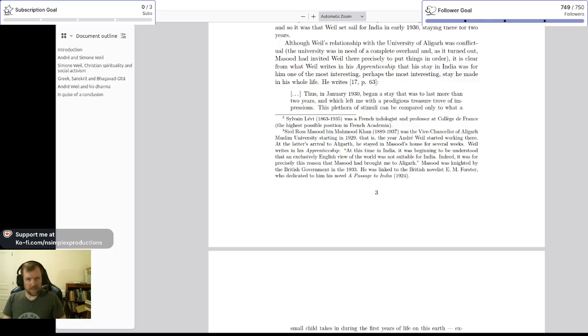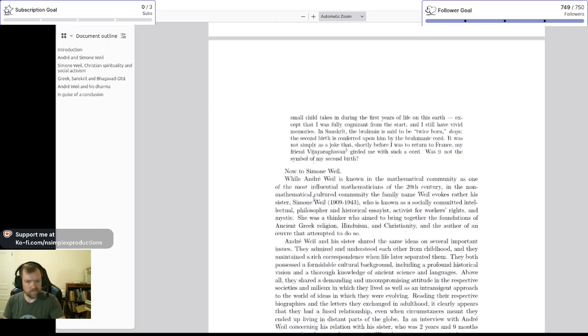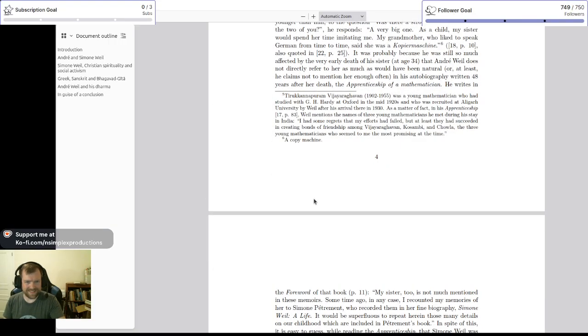All right, back to it. So, let's see. Okay. Next footnote. Tirukkannapuram Vijayaraghavan was a young mathematician, 1902-1955, who had studied with G.H. Hardy at Oxford in the mid-20s and who was recruited at Aligarh University by Weil after his arrival there.